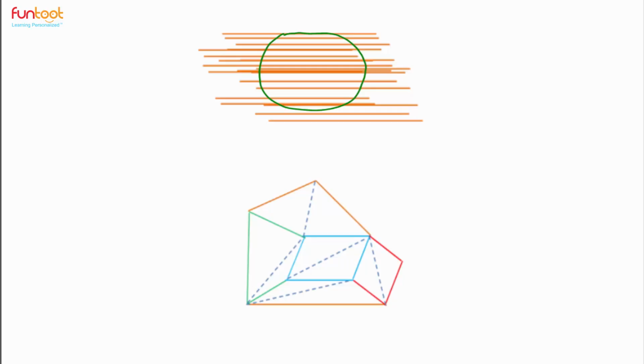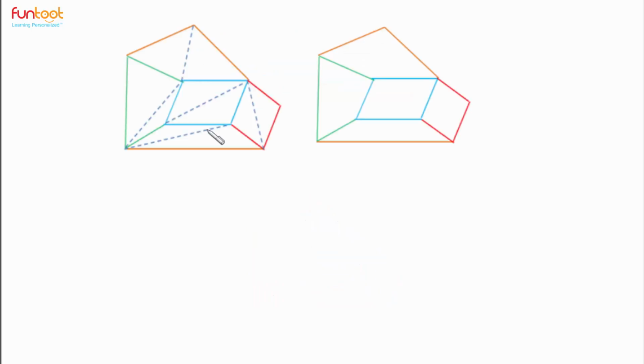We have seen that points and lines cannot represent a region, but triangles can. Then why at all do we have the need to study quadrilaterals? So here in this figure we have represented the region with the help of triangles, and here we have represented the same region with the help of quadrilaterals.